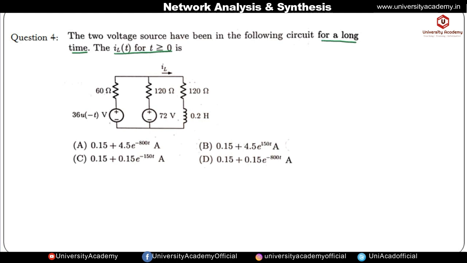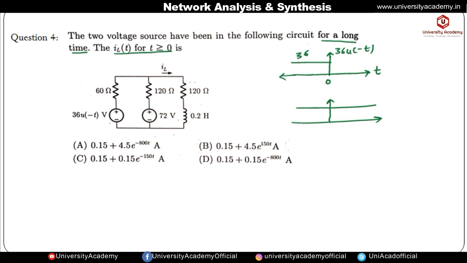So let us draw the waveform for this voltage source. I have already told you that u of minus t indicates folding about the y axis. So it means it is present from minus infinity to the t is equal to 0 instant. Okay, and the value of this voltage source is 36 volt, and it is present from t is equal to minus infinity to 0, and it is given by 36 into u of minus t, that is folding about the y axis. Okay, and the 72 volt voltage source is present for all instants of time. It means for t less than 0 and t greater than 0, from minus infinity to plus infinity this voltage source will be present.